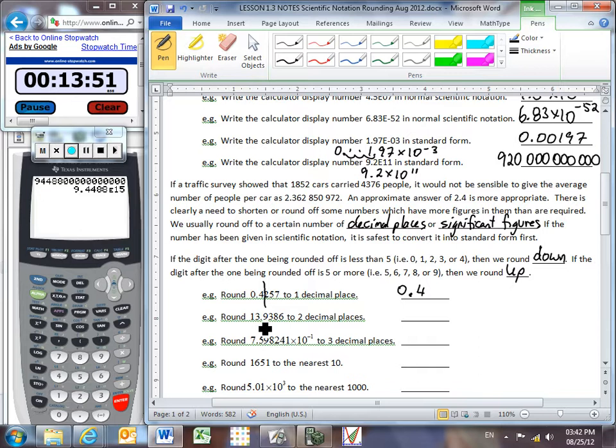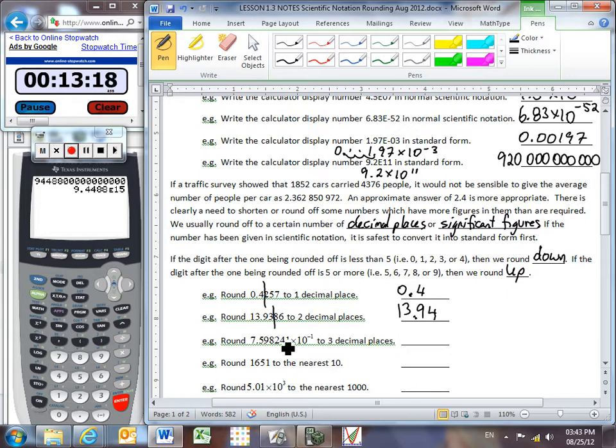Alright, here's another number. Let's round this to 2 decimal places. So here's 2 decimal places, 9, 3. Now if I look to the right, this 8 is 5 or greater. It's bigger than a 5, so that means that we have to round up. So this 3 will now round up to a 4, giving us 13.94. And then everything else afterwards reverts to zeros. And of course, I don't need to write zeros at the end of a number if they occur after the decimal point.